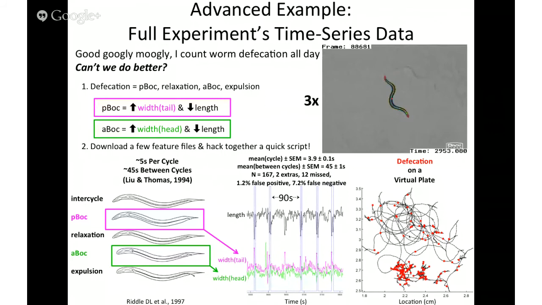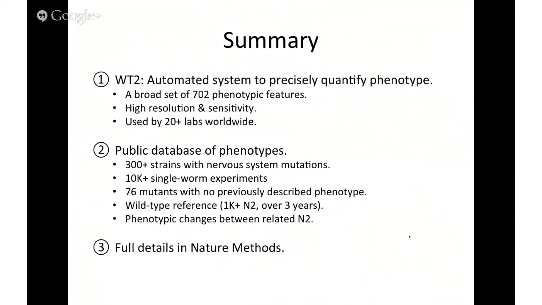Just to give you a sense of what I've shown. I showed you the system, which is the Worm Tracker 2.0. It's an automated system to precisely quantify phenotypes. So it's a computerized system where we get a real sense of what a worm does, how it behaves, what it looks like. There's a broad set of 702 features that are measured for a worm. It's got high resolution and sensitivity, and it's been used by over 20 labs worldwide, and hopefully a lot more now that the paper's coming out. Most of these people found out about it just through conferences before.